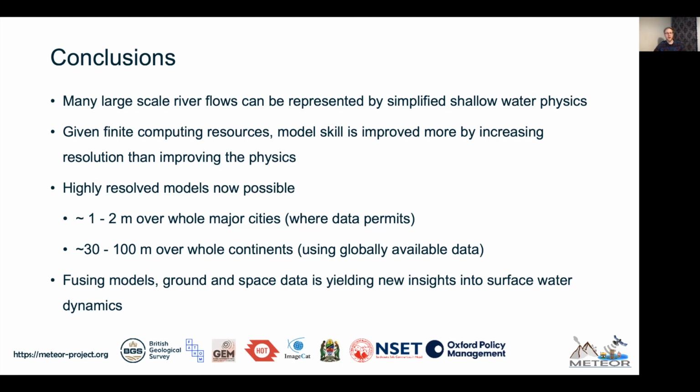Today we have reached the point where highly resolved, accurate models are possible at really quite fine resolutions over very large scales. And by that, I mean resolutions of 1 to 2 meters over whole cities, assuming that you've got something like LiDAR data for that city to permit a model at that resolution. And then at sort of 30 to 100 meter resolution over the entire planet using globally available data. Ultimately, it is the combination of new types of remotely sensed data with these improved, efficient flood simulation engines that have yielded new insights into surface water dynamics and flood risk across the planet.